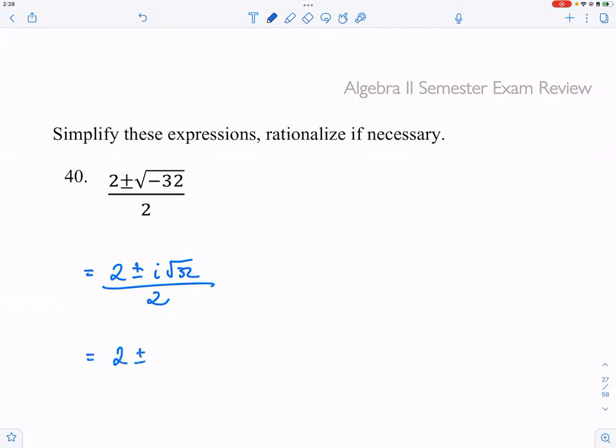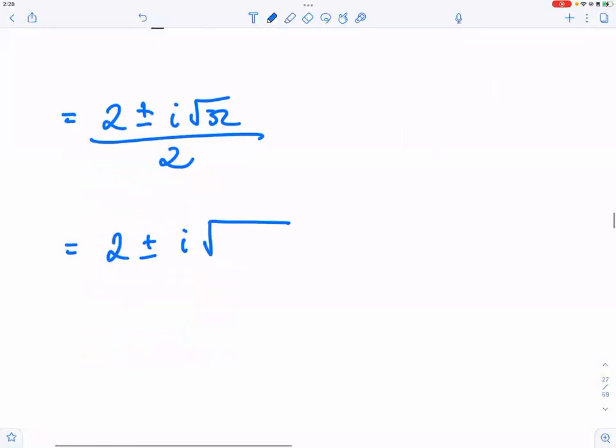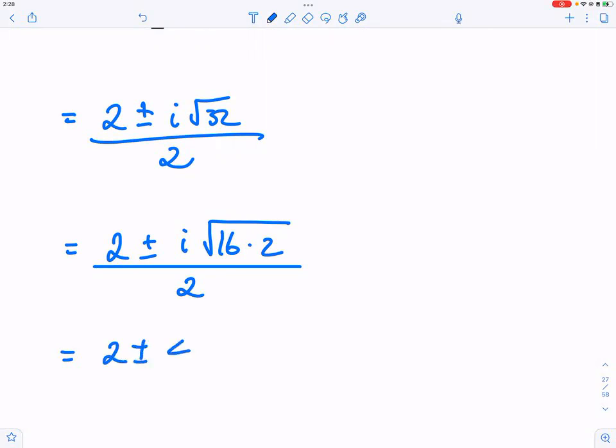Now, for the square root of 32, we ask if it is possible to simplify this expression. And the answer is yes, because we have 16 times 2 as 32. So you can have 2 plus or minus 4i square root 2 over 2. The 4 comes from the square root of 16.